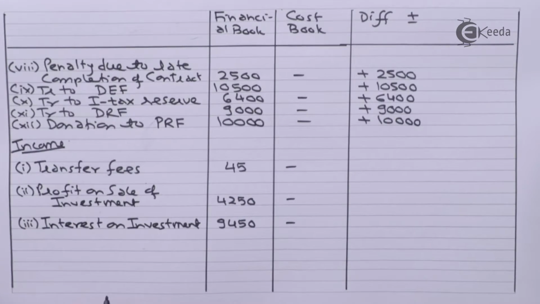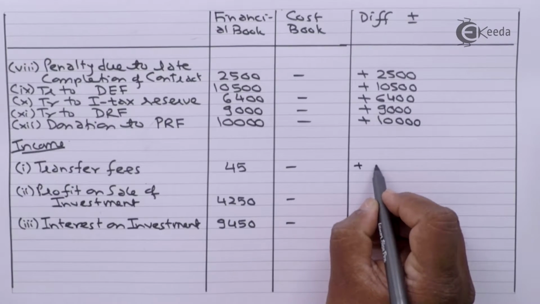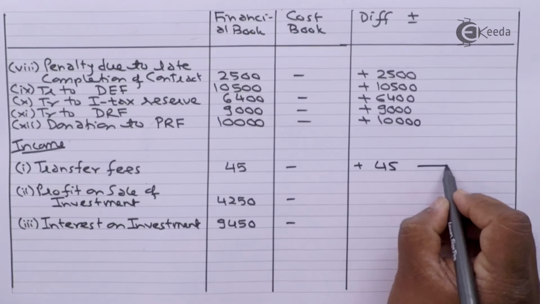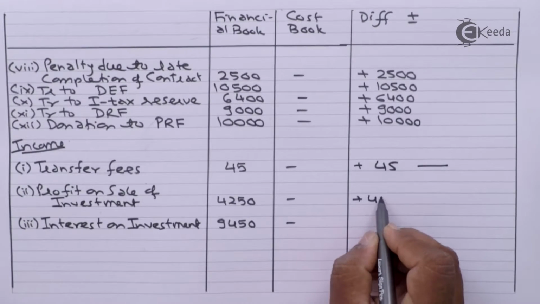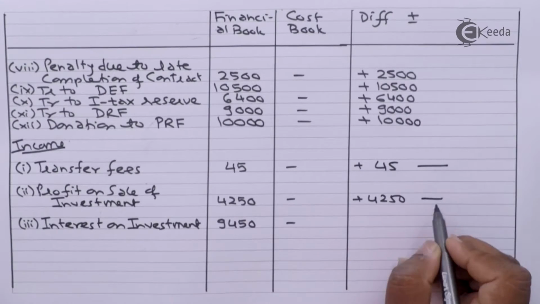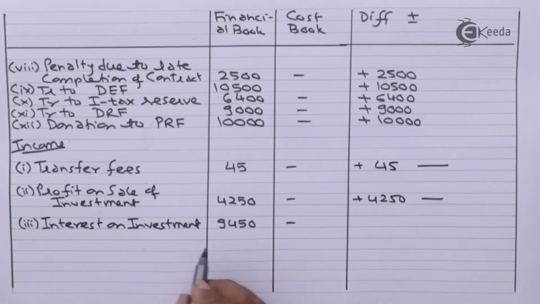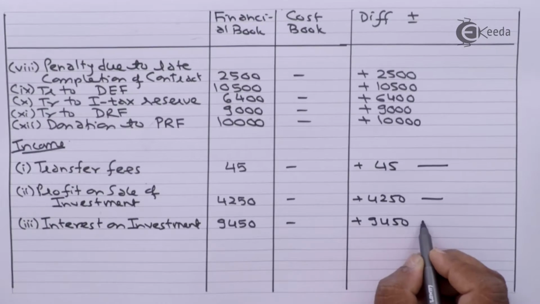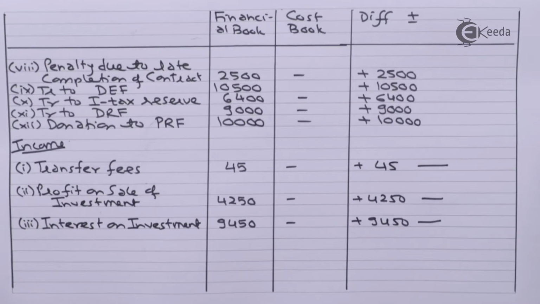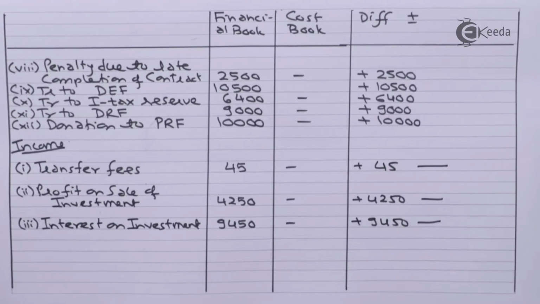Now in case of income, we are required to reverse the sign. Transfer fees, here we get plus 45, we have to take minus. Profit on sale of investment plus 4,250, we have to take minus. Interest on investment plus 9,450, we have to take minus. So we have fixed the signs for all the items. Now we can prepare profit reconciliation statement.